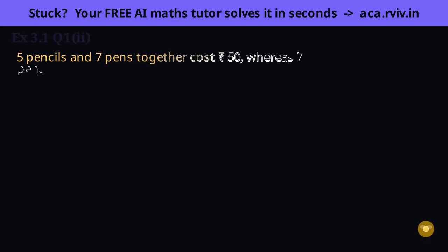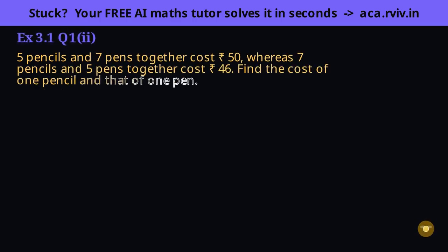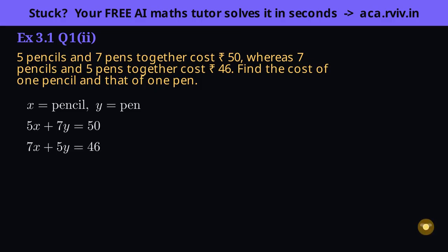Match the pencils, subtract, and the pens fall out. Set up, let x be 1 pencil's cost and y 1 pen's cost. Each purchase is one equation. First purchase. A second purchase. Set up for elimination. Multiply to match the x terms.